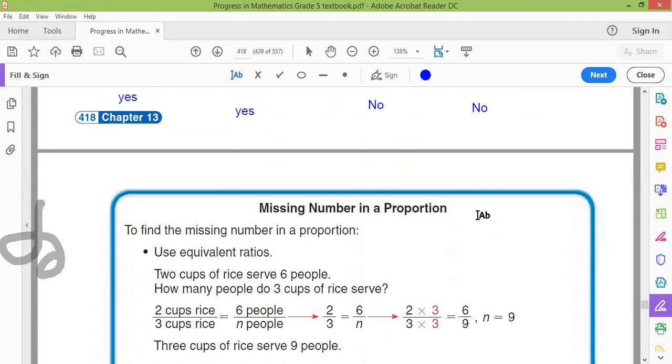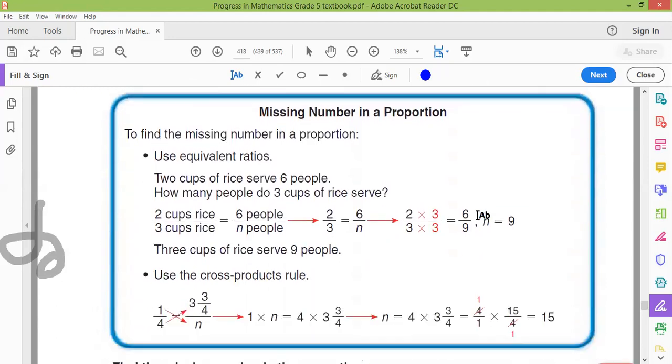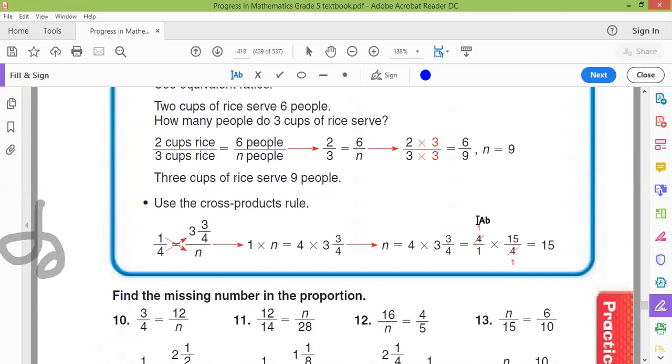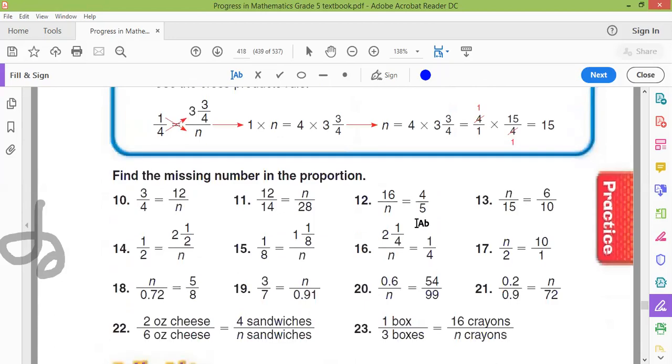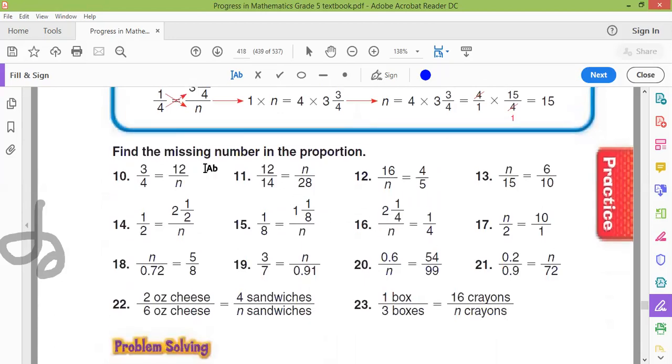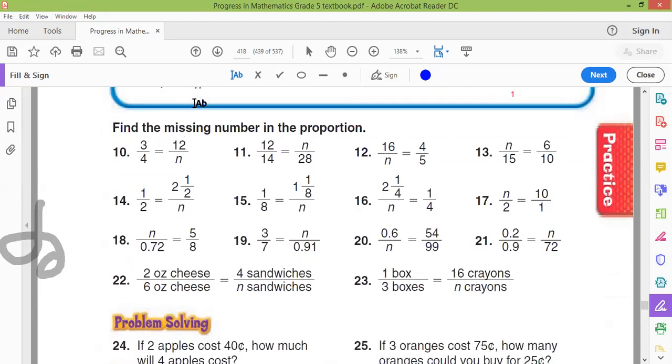Now next one. Missing numbers in a proportion. The same way as you did before in lesson 13.1, here you will use the same way. Find the missing number in the proportion. How will you do it? 3 over 4 equals the answer. Question number 10, Abdul Mohsin first. You can use the cross product rule, or you can use the previous method which we did before.